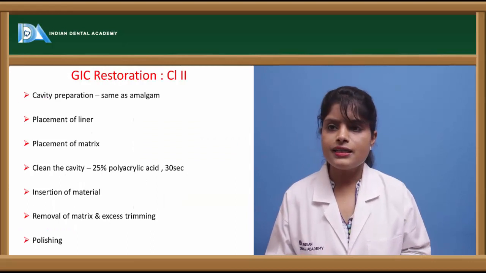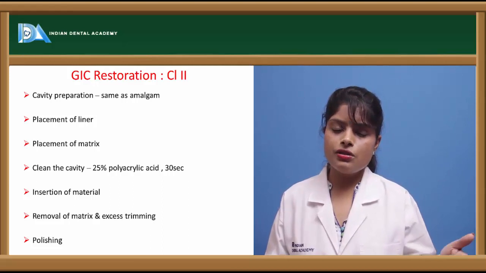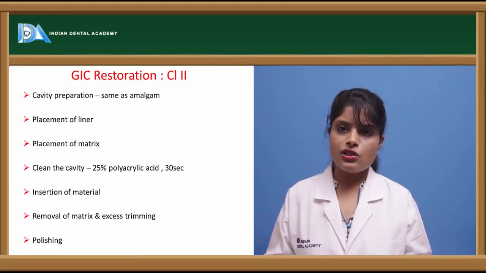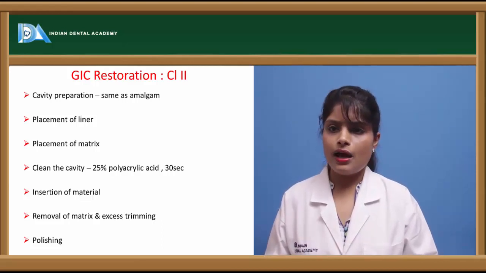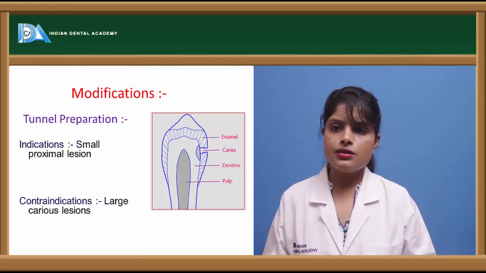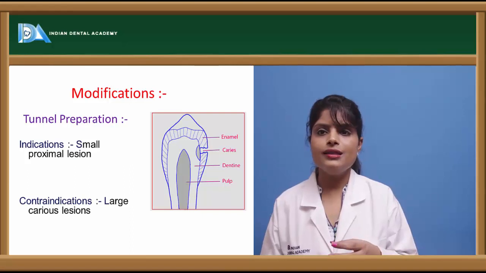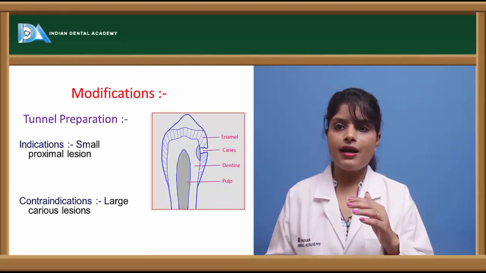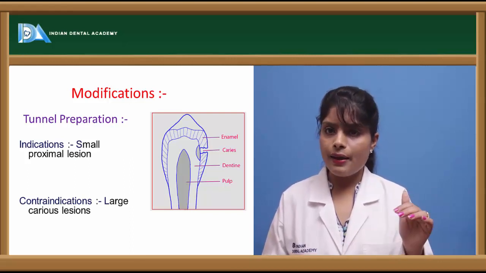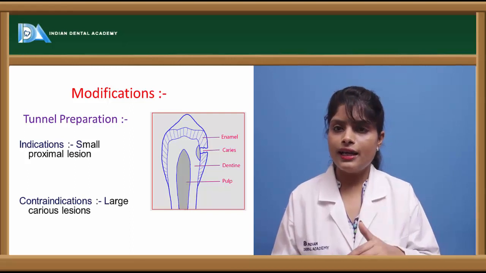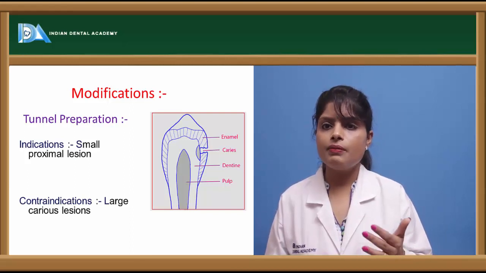Then these cavities can be filled by means of the glass ionomer restoration or the composite restoration. The following steps are there with the etching, then the washing, the curing and bonding of the resin, and finally the polishing. There are certain modifications of the cavity in the case of proximal lesions. When the proximal lesion is 2.5 mm below the marginal ridge, then what do we do? We directly approach the cavity or the caries without affecting or undermining the marginal ridge. This is known as a tunnel preparation.